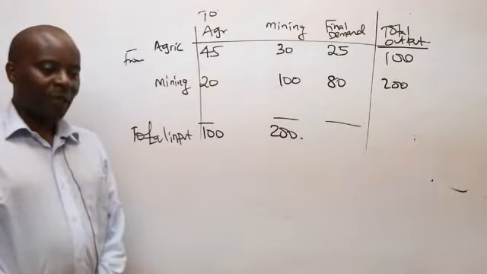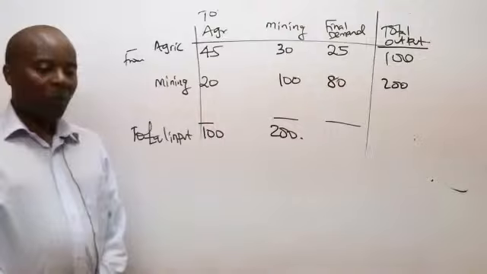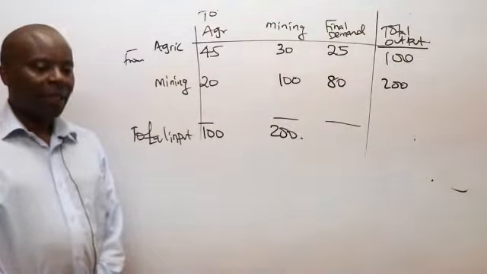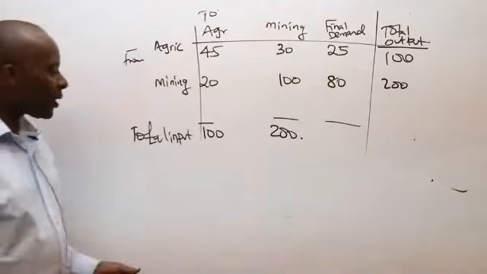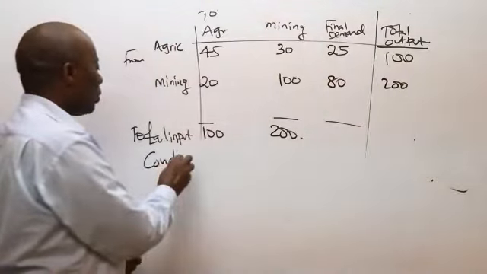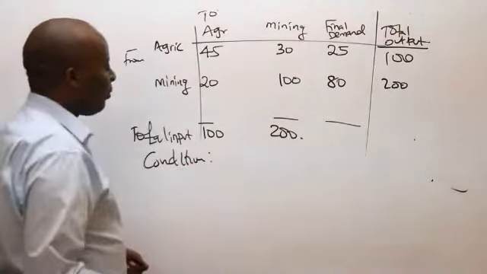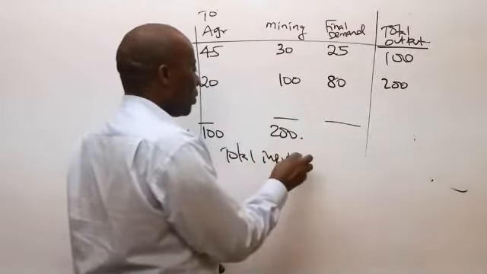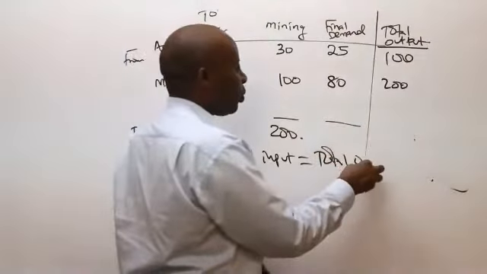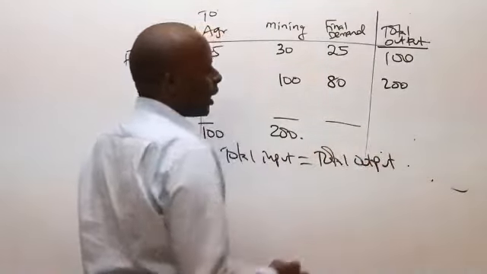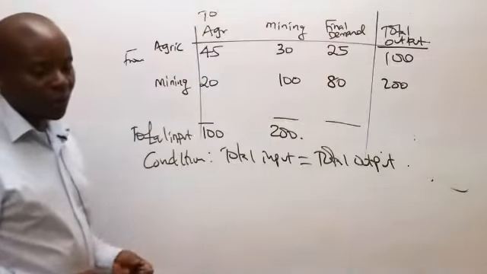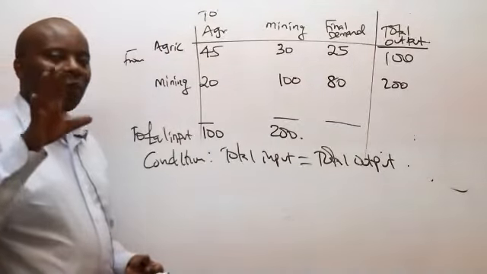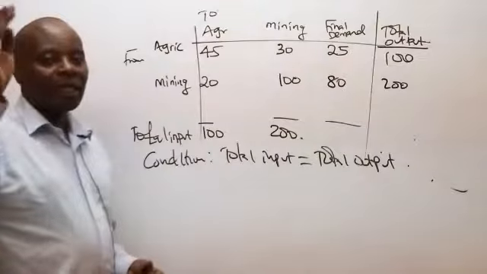Anybody who is able to see where I'm getting those figures from? Have you ever seen these figures anywhere else? Yes, total output. The first condition that you are supposed to master as students of input-output is that total input will always be equal to total output. Once you get this wrong, you can never really get anything out of this. It's a system of no losses. You put in 100, you get exactly 100.